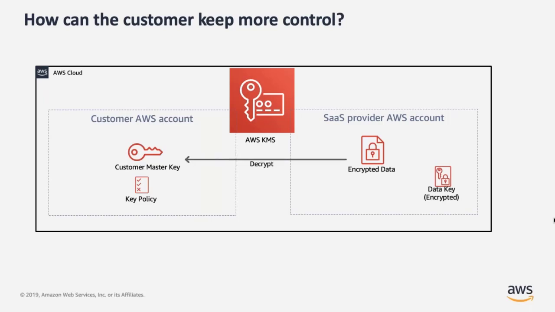When it comes to decryption, just sends a decrypt request over to your customer master key. You check your key policy to make sure it has the right to do this. And then if so, you're going to create a plain text data key and send it right back to the SaaS, who can then decrypt the data.